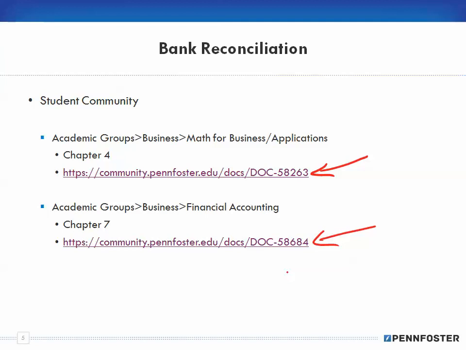So I'm not going to spend another hour, 2 hours, or 3 or 4 hours repeating myself on doing these bank reconciliations when these have already been covered in other videos in the Math for Business and Math Application section of the student community.